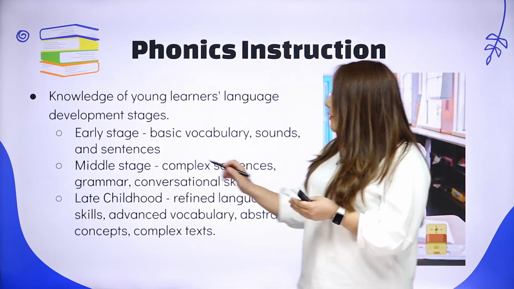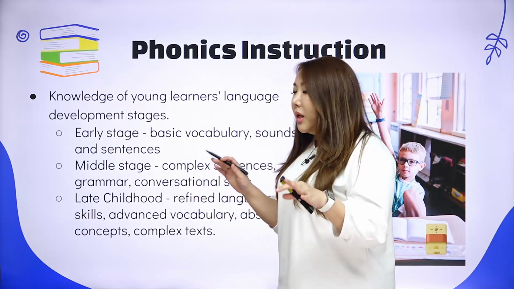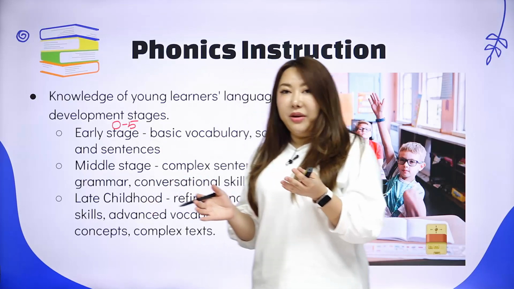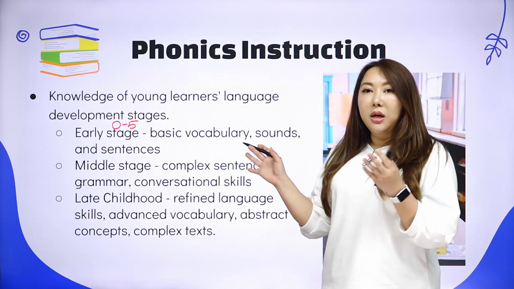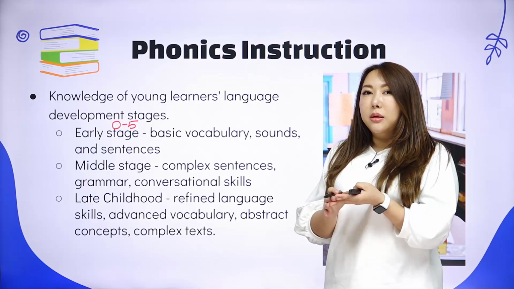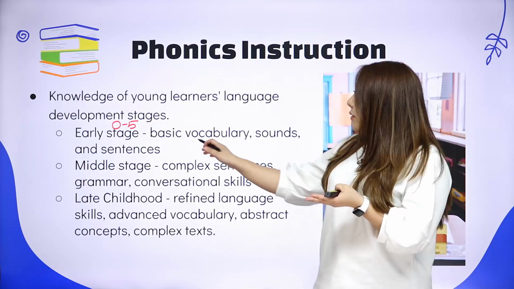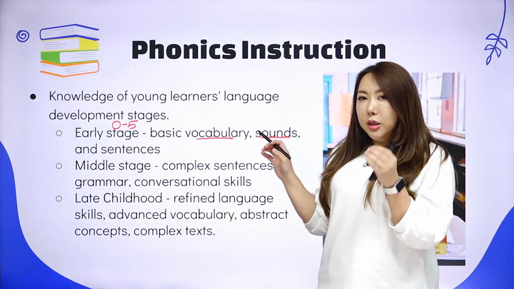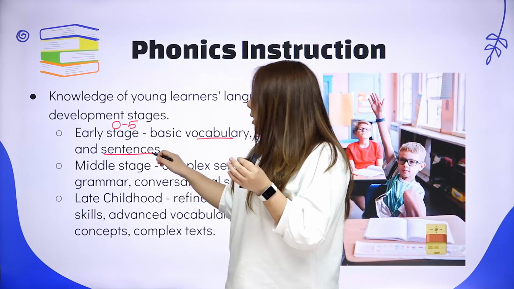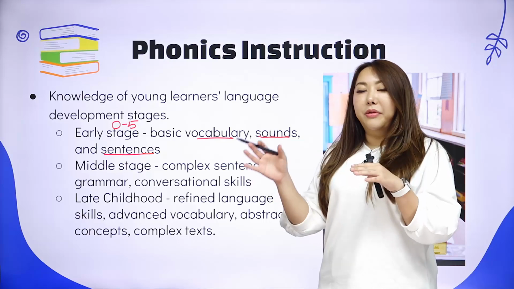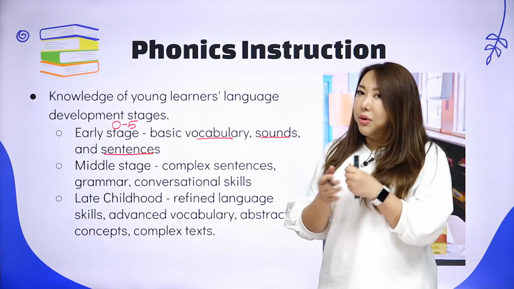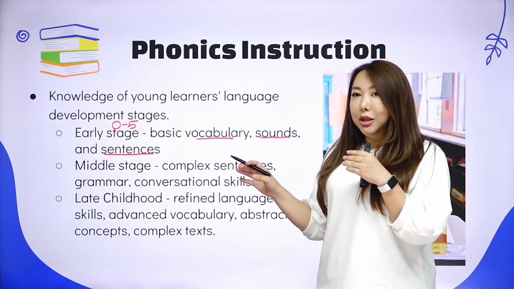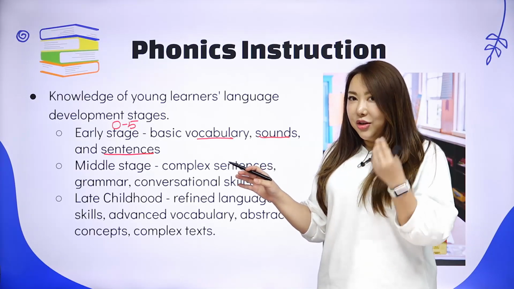First, we have the early stage, which lasts from about 0 to 5 years of age. And here, of course, you would absolutely have to focus on the very basic vocabulary, the very basic sounds, and the very simplest of the sentences. This would probably have to consist of about 2 to 3 words, no longer. And at this stage, usually language acquisition is primarily done through interaction and play.